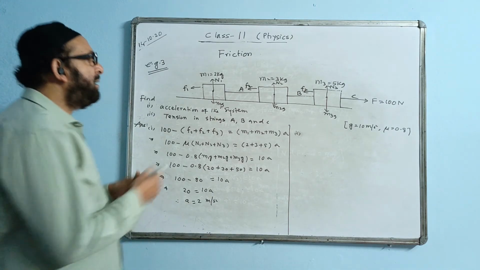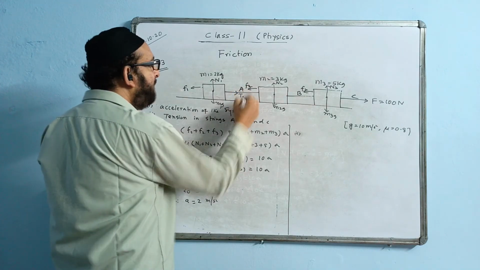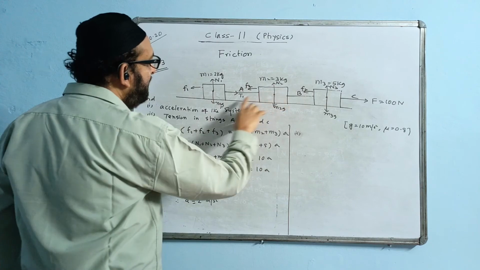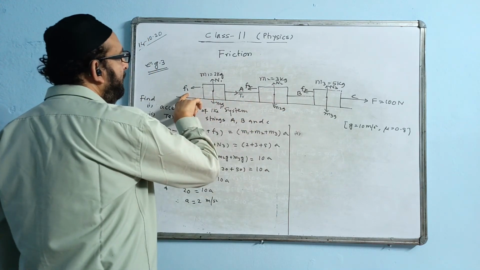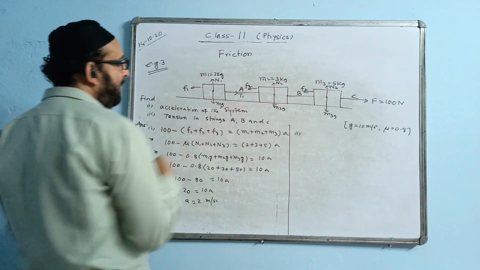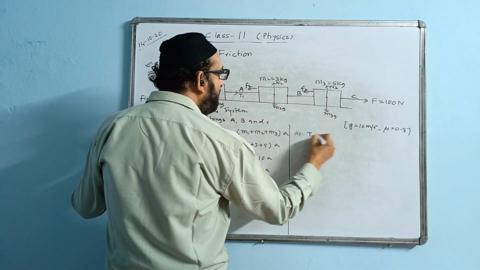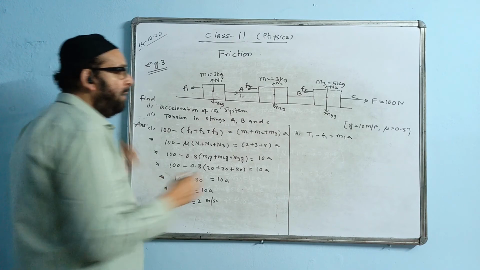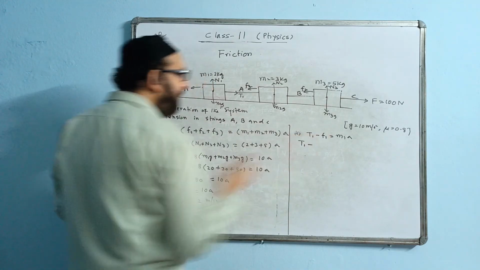Now how to find the tension in this string? I will mark the tension in the string as T1. If you consider this part, because motion is there, T1 has to be bigger than F1 to produce motion on this side. We write T1 minus F1 is equal to M1A, the motion of this block only.